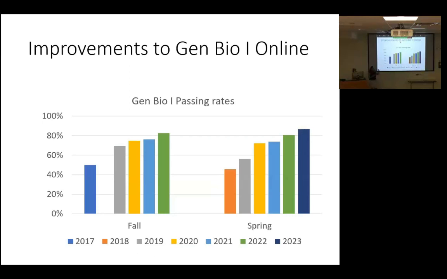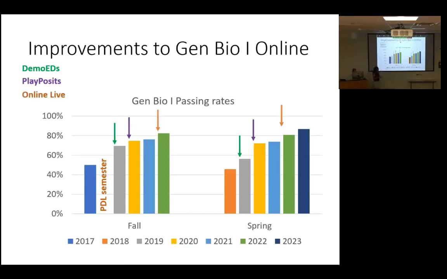For Gen Bio 1, I've been doing a lot more changes to some of the class that is really difficult because of all the cellular molecular focus. So after my sabbatical, I started using these interactive simulations that I developed, and I saw a 7% increase in exam scores. And then a year after that is when I started using Perusall, and there I saw between a 3 to an 8% increase in passing rates.